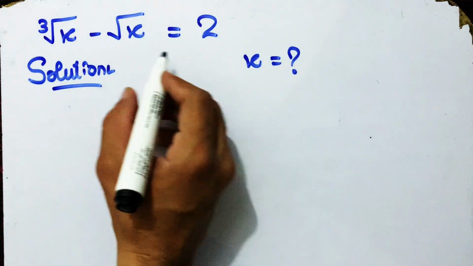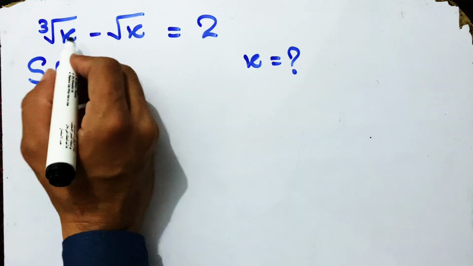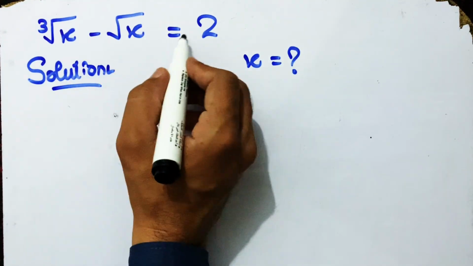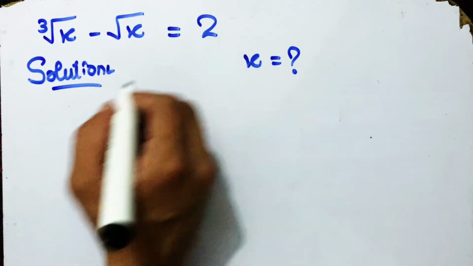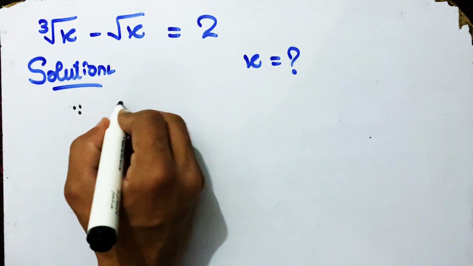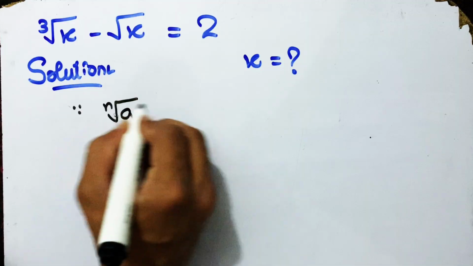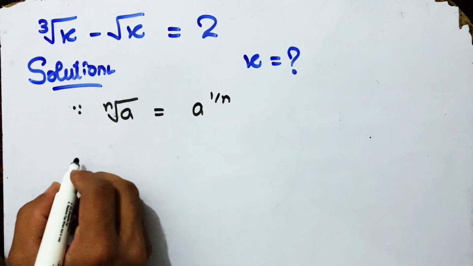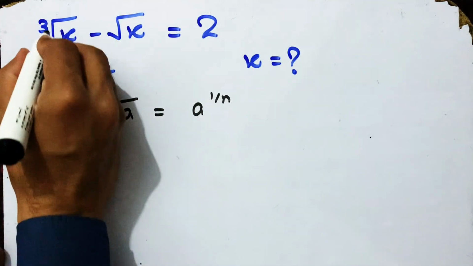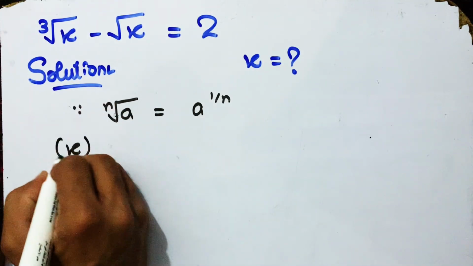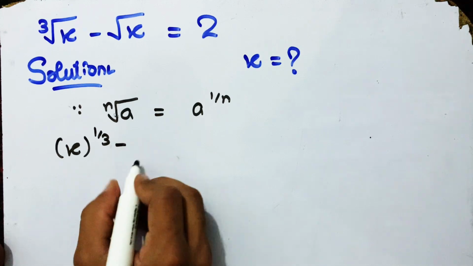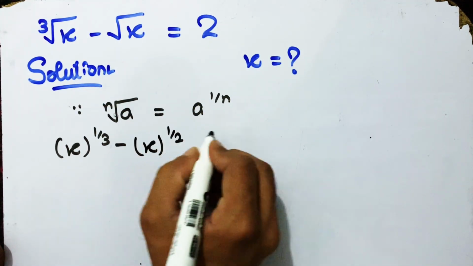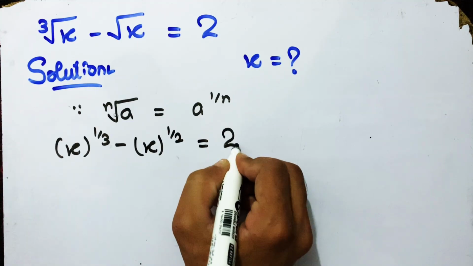Today I am solving this crazy Math Olympiad problem in a very unique method, where the cube root of x minus the square root of x is equal to 0. As we generally know, a to the power of 1/n is the nth root of a. So x to the power of 1/3 minus x to the power of 1/2 is equal to 0.